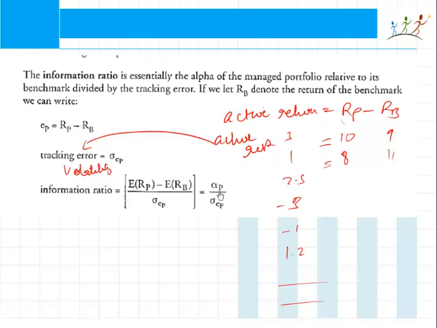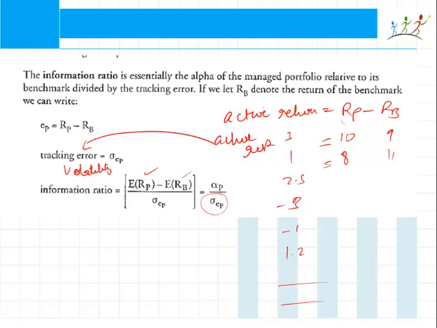So the active return upon the active risk is the information ratio. For any particular year, the information ratio will be the expected return on the portfolio minus the expected return on the benchmark, divided by the standard deviation of the active return. Please note why division by the standard deviation is important.